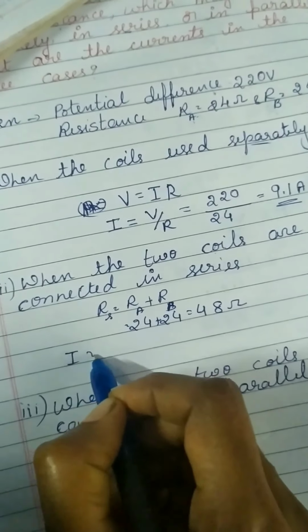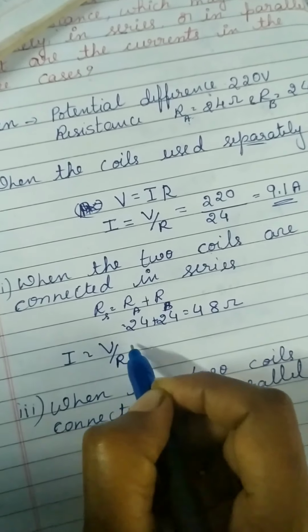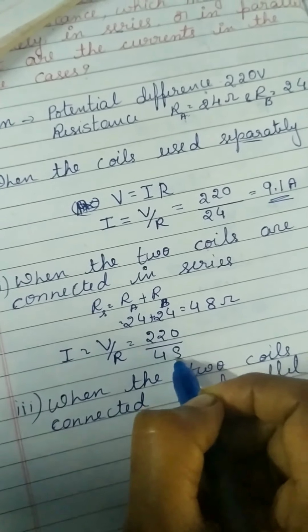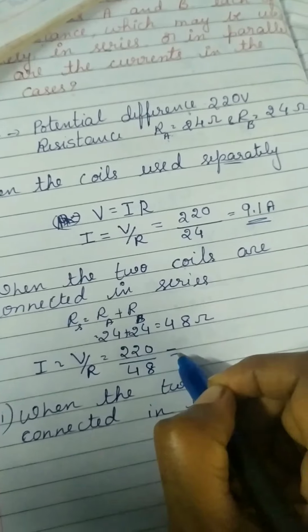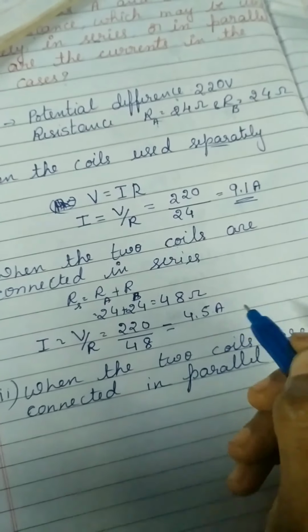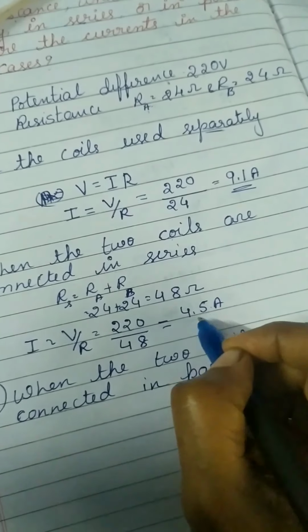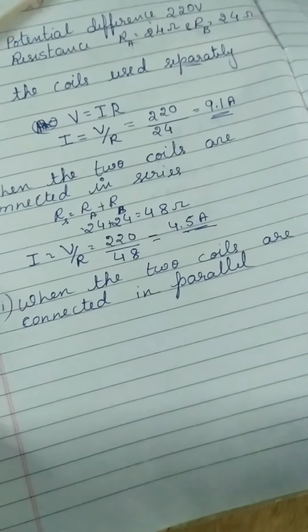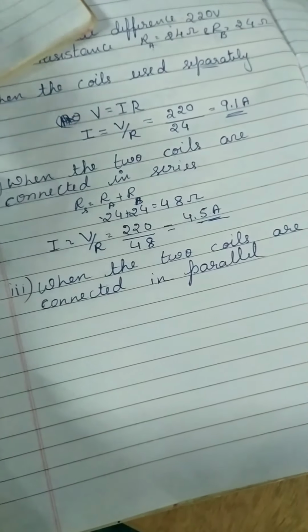I is equal to V over R. Here V is 220 and R is 48. So when you simplify this, you will get around 4.58 ampere. Okay, 4.58 ampere. Now the last case, that is when two coils are connected in parallel.